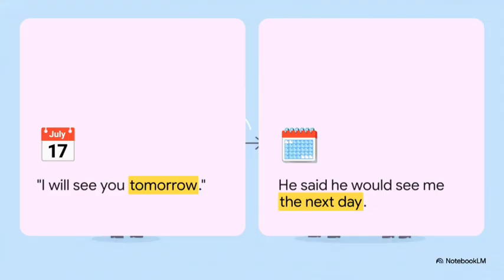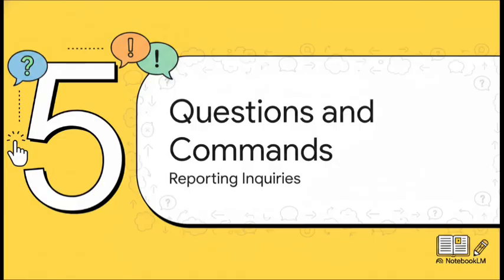All right, let's put all three of our rules together. Direct quote: "I will see you tomorrow," he said. Step 1, pronouns: "I" becomes "he," and "you" becomes "me." Step 2, backshift: "will" steps back to "would." Step 3, time: "tomorrow" becomes "the next day." The result? He said that he would see me the next day. Pretty masterful storytelling, right?